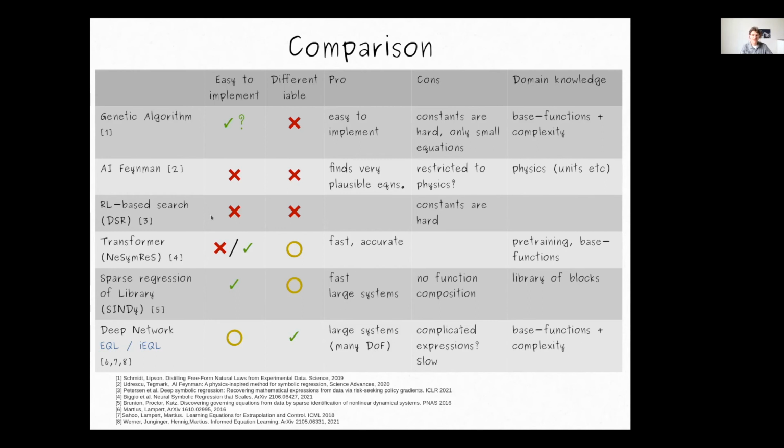Then we have also this reinforcement learning based search method, so the deep symbolic regression, which has, I didn't even fill all of the rows here, sorry, which is a bit more complicated to implement. It's also not differentiable. It finds pretty good equations, I have to say, and it also has some troubles with the constants, but otherwise it's also a very interesting method. Sorry for not filling out this.